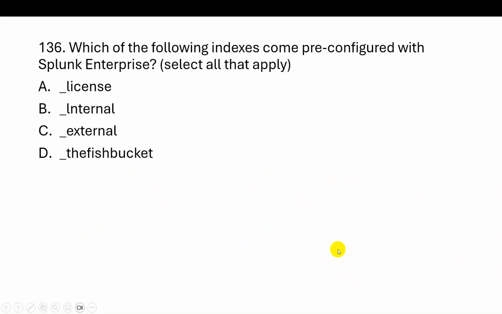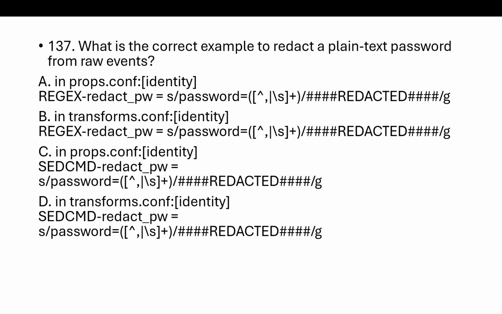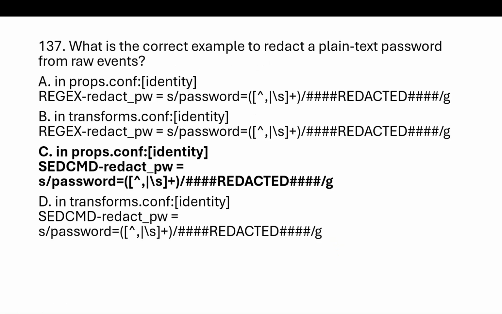Now next, question number 136. Which of the following indexes come pre-configured with Splunk Enterprise? Here are the possible options, and the answer is option B and option D, _internal and the fishbucket. Question number 137. What is the correct example to redact the plain text password from raw events? Here are the possible options, and the correct answer is option C.